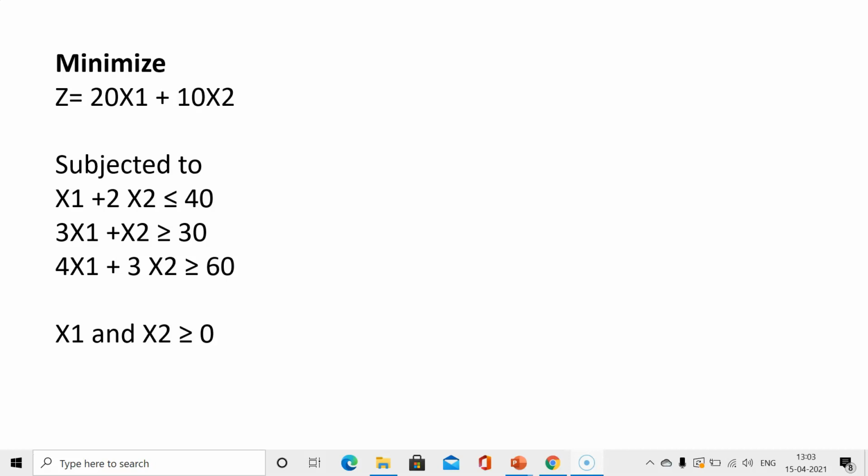We have to minimize z equal to 20x1 plus 10x2, subject to the constraints x1 plus 2x2 is less than or equal to 40, 3x1 plus x2 is greater than or equal to 30, and 40x1 plus 3x2 is greater than or equal to 60. x1 and x2 are both greater than or equal to 0. So we need to solve this problem using the graphical method.